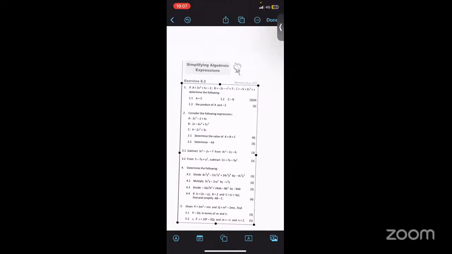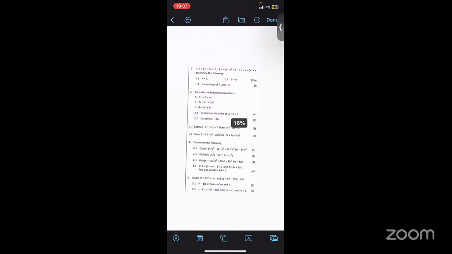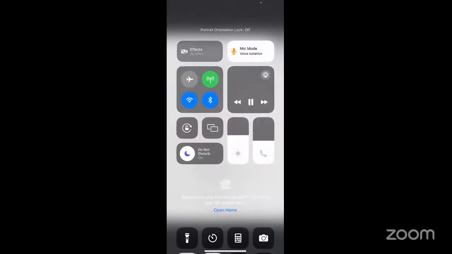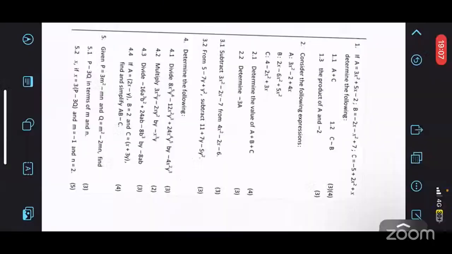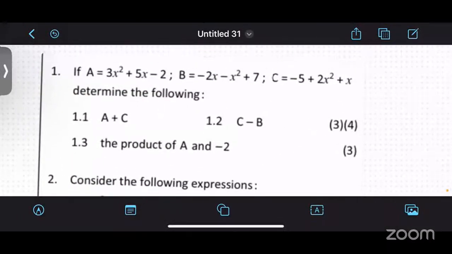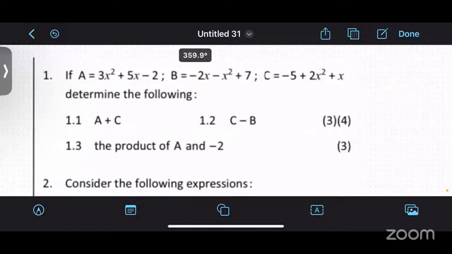Let's do this exercise over here. Or maybe, do I need to rotate my phone? Maybe. So you guys are going to be able to see. Are you guys able to see? Yes, ma'am. Okay.